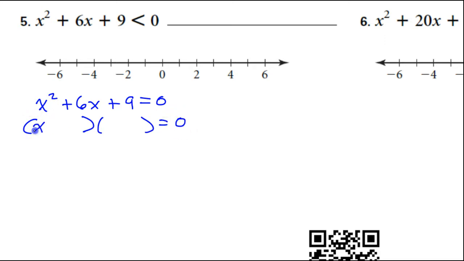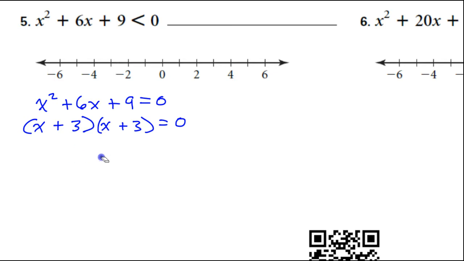X squared will factor as x times x. 9 is either going to be 3 times 3 or 1 times 9. We'll start with 3 times 3. Inner plus outer must equal middle. Inner, I have 3x. Outer, I have 3x. To get a middle of 6x, I need both of these to be positive, which works out because +3 times +3 is 9.